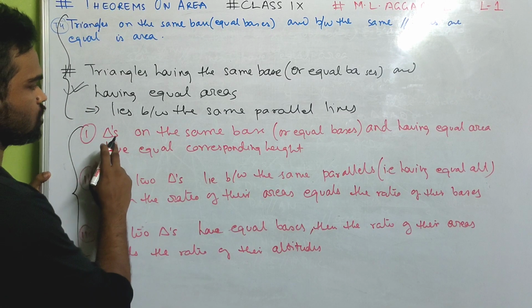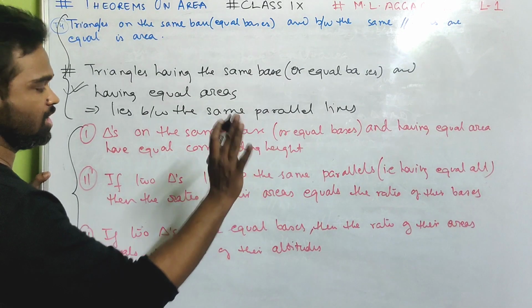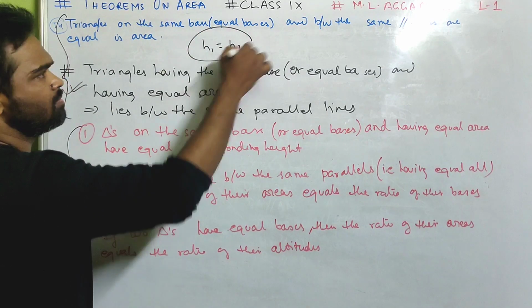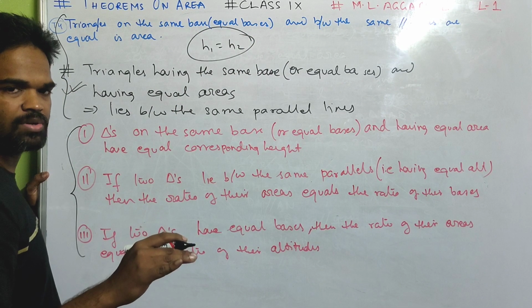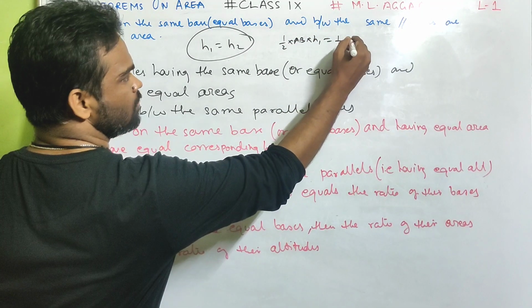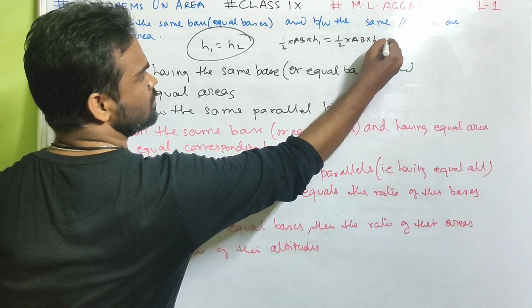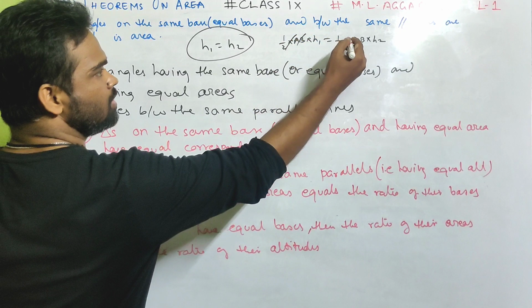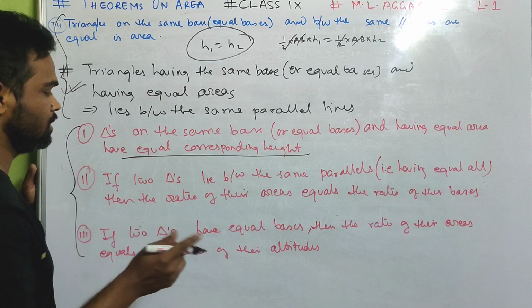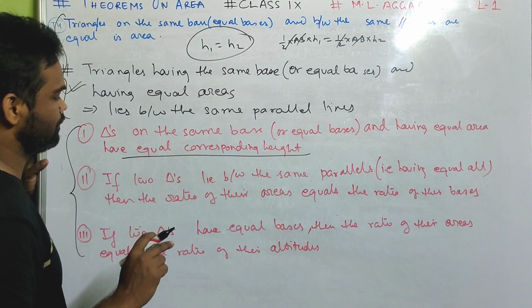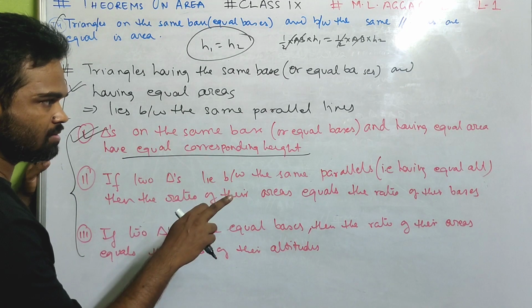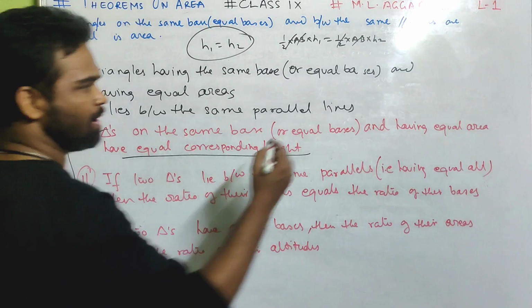Based on the above discussions which we just had, we have three results. The first one: triangles on the same base or equal bases and having equal area have equal corresponding heights. Just now we did H1 equals H2, remember? Since the area was the same, half into base into height was the same, so half BC cancels out. So H1 equals H2, which means the corresponding heights are equal. Done? Number one.